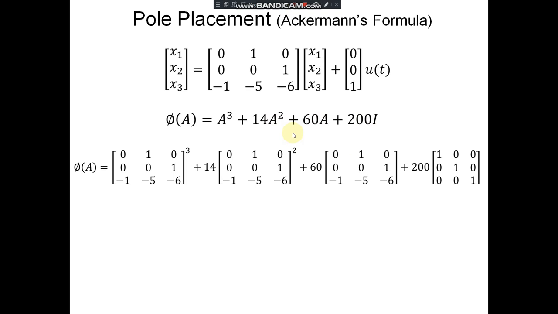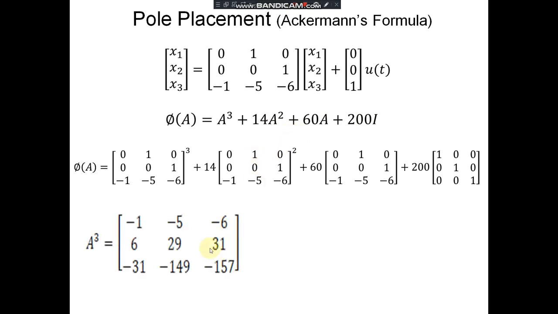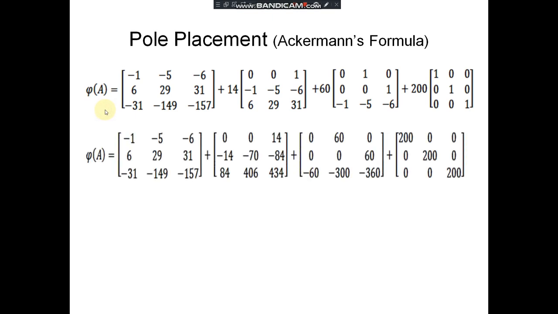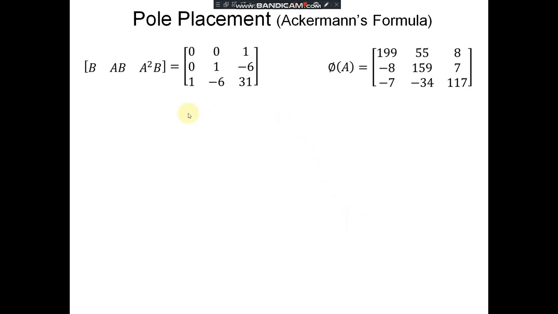Substituting the matrices A, A squared and A cubed, we determine A cubed as this matrix, then A squared as this matrix. Substituting these matrices in the above equation, we obtain the matrix phi of A. Then multiplying the coefficients into the matrices, we obtain this equation. Therefore, phi of A becomes this: 199, 55, 8, minus 8, 159, 7, minus 7, minus 34, and 117. Substituting these values, we obtain phi of A.